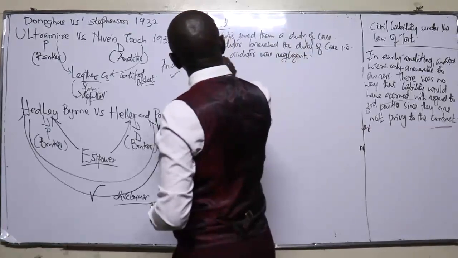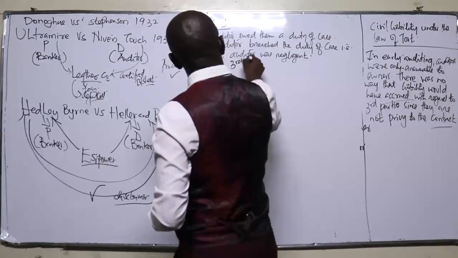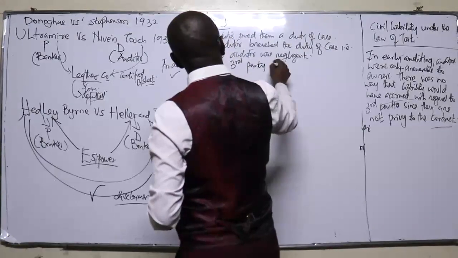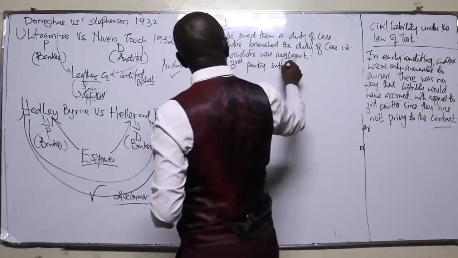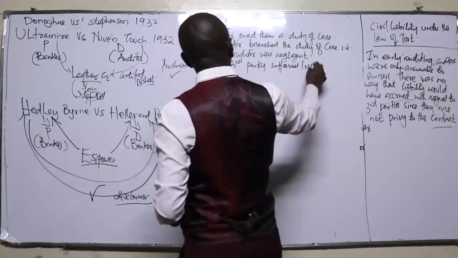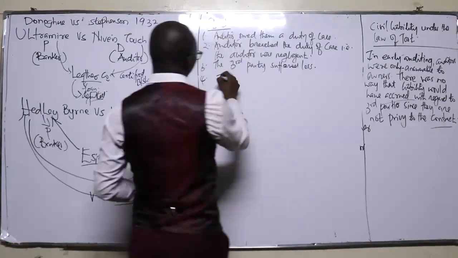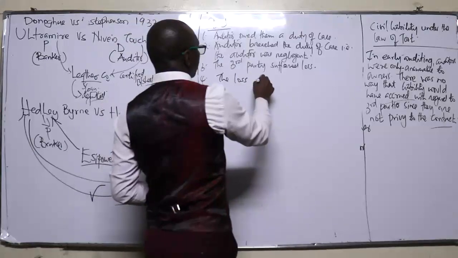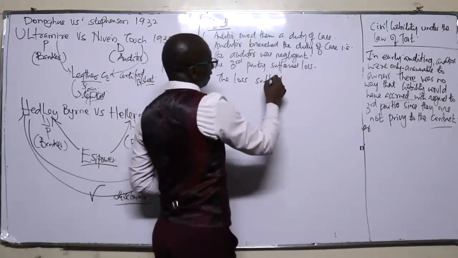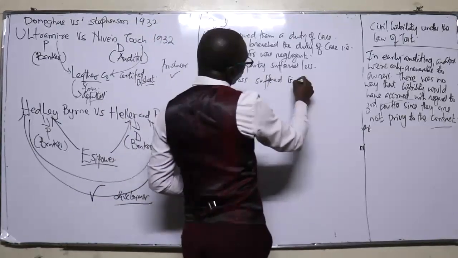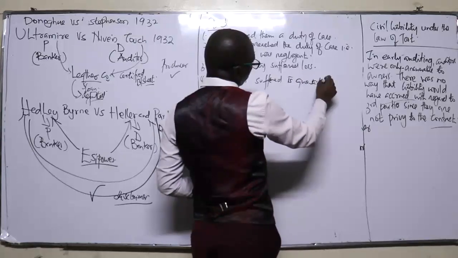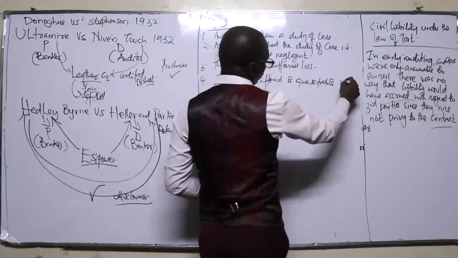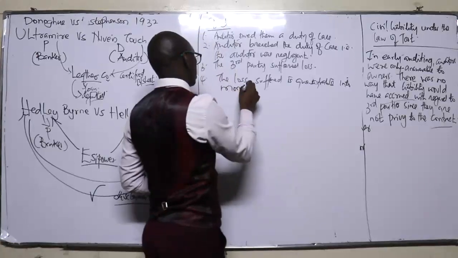Number three, the third party suffered loss. Number four, the loss suffered is quantifiable into monetary terms.